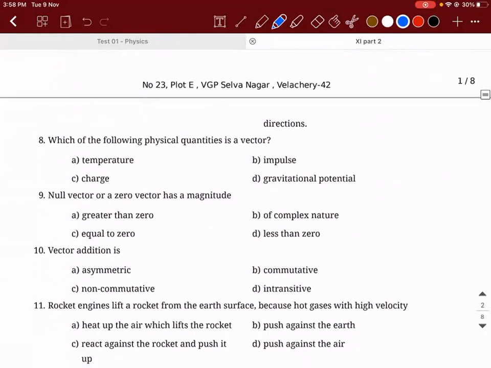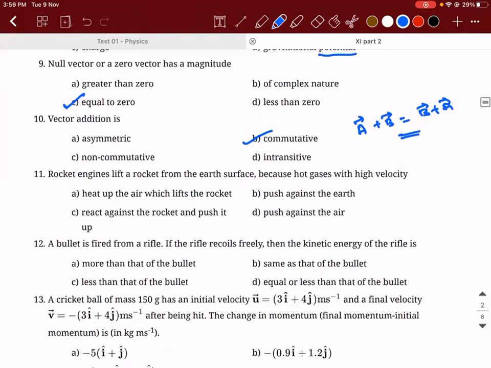Right. Which of the following physical quantities is a vector? Temperature, scalar, impulse, vector, charge, scalar, gravitational potential, scalar. So impulse is the answer. Null vector or a zero vector has a magnitude exactly equal to 0. Vector addition is it commutative? Yes, sir. Yes, it is. Because a vector plus b vector is the same as b vector plus a vector. Answer is it is commutative.